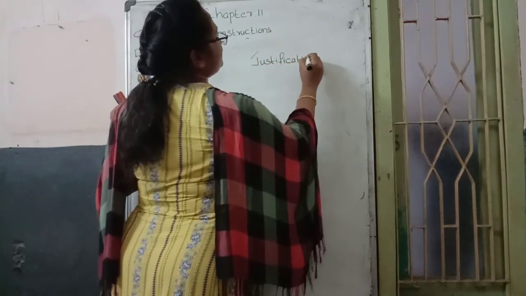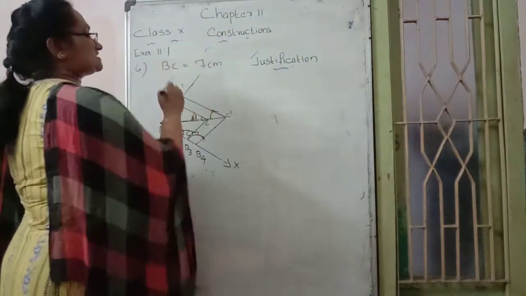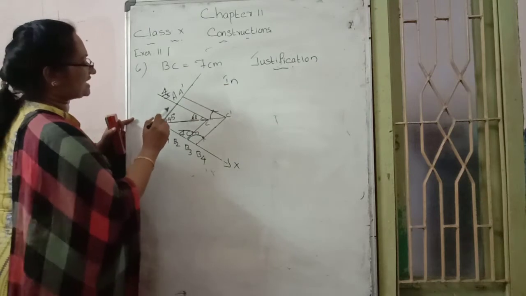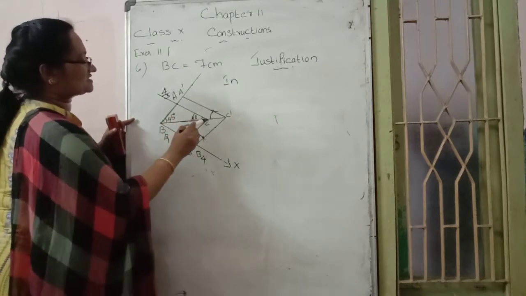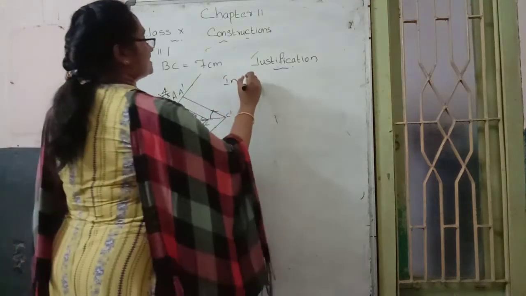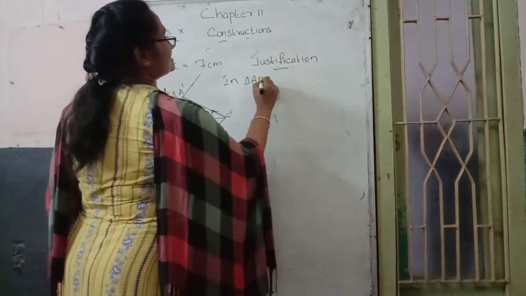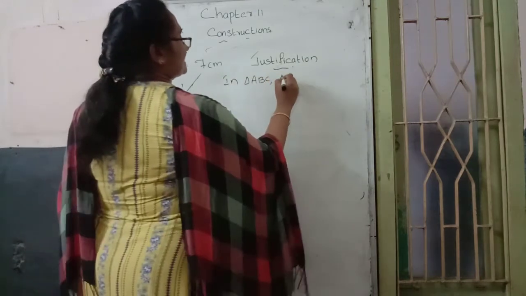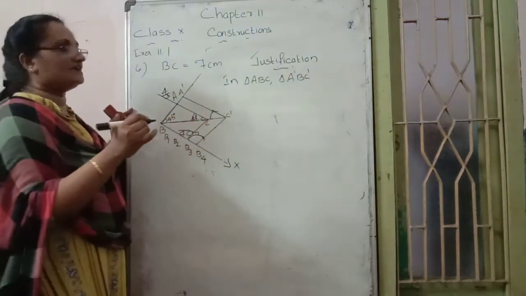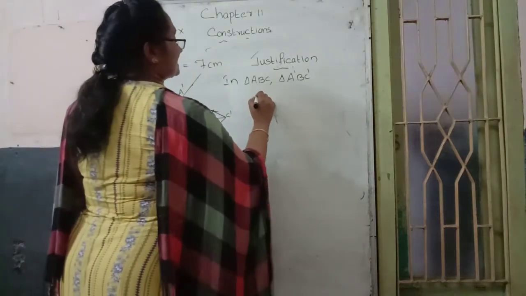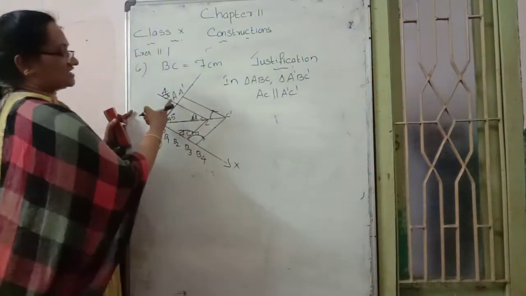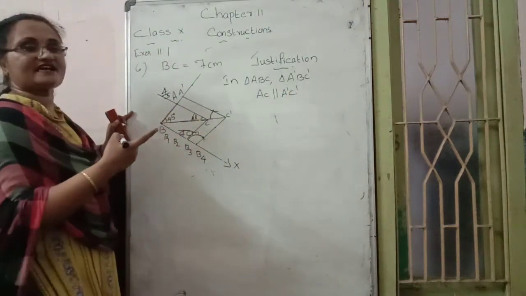Justification: how to write it? First we consider two triangles. In the top layer, which are the two triangles? ABC, and the second triangle A dash B C dash. The first triangle ABC is our original triangle. The second triangle A dash B C dash is the similar triangle. In those two triangles, side AC is parallel to A dash C dash.